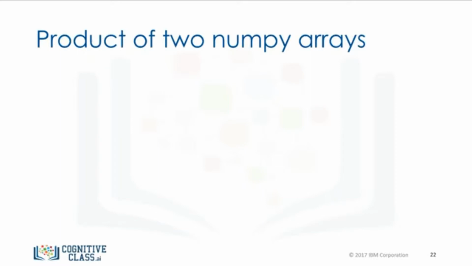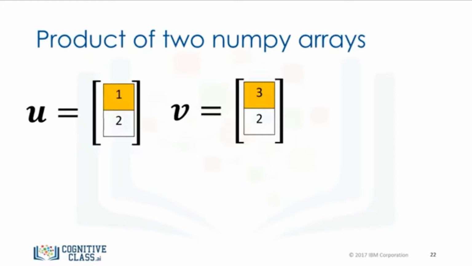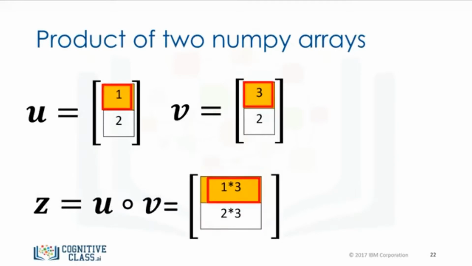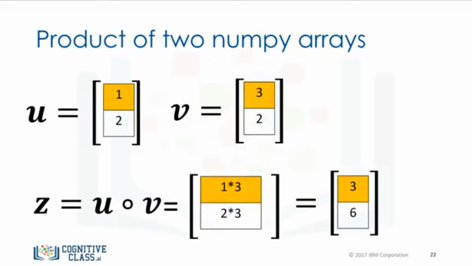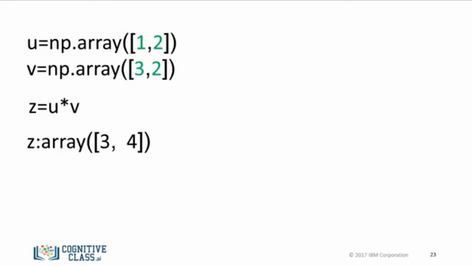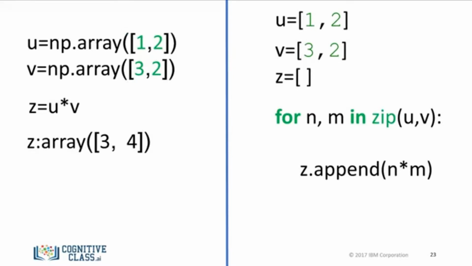Hadamard product is another widely used operation in data science. Consider the following 2 vectors, u and v. The Hadamard product of u and v is a new vector z. The first component of z is the product of the first element of u and v. Similarly, the second component is the product of the second element of u and v. The resultant vector consists of the entry-wise product of u and v. We can also perform Hadamard product with 1 line of code in NumPy. It would require multiple lines to perform Hadamard product on 2 lists as shown on the right side of the screen.